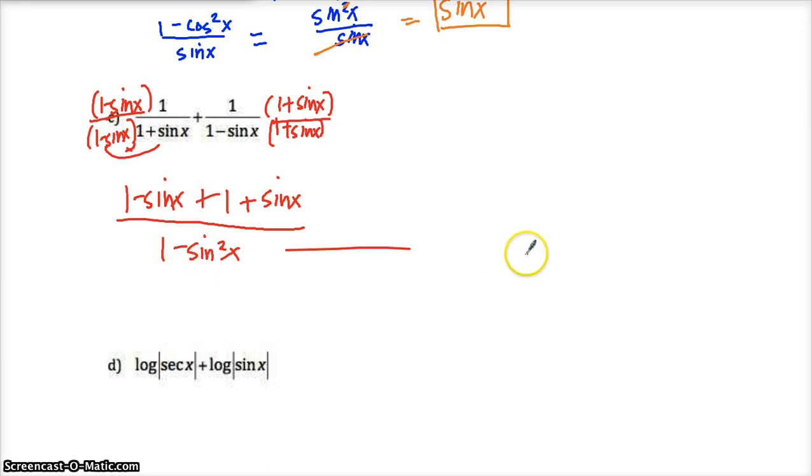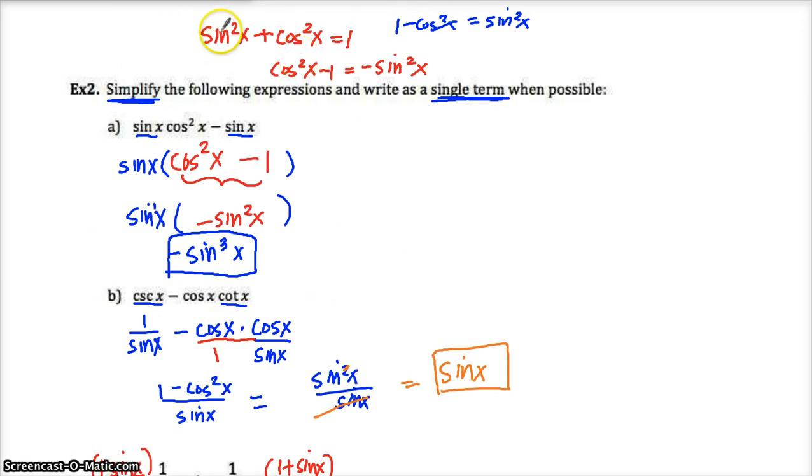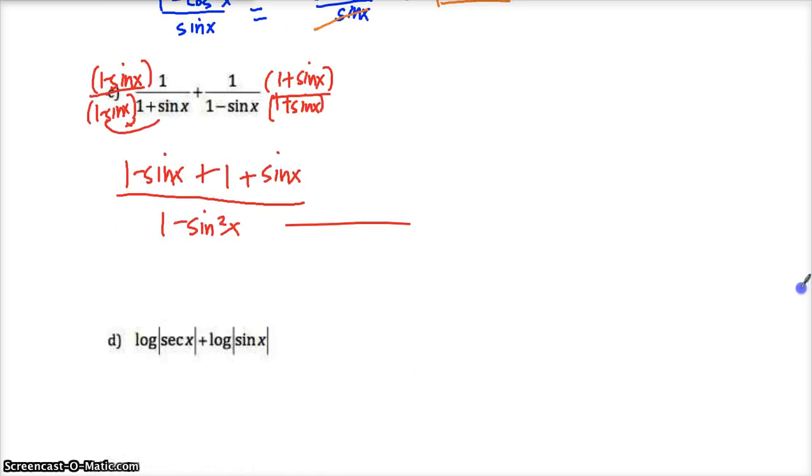Well, what is 1 minus sine squared? Again, going back to this identity up here, if I subtract my sine squared, 1 minus sine squared x would equal cosine squared x. So now I can replace this denominator, 1 minus sine squared x, with cosine squared. So I get cosine squared x here, my negative sign and my positive sign cancel. So I get 2 over cosine squared x.